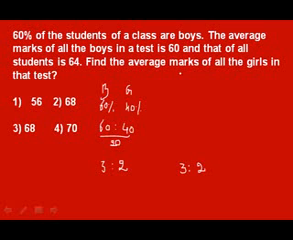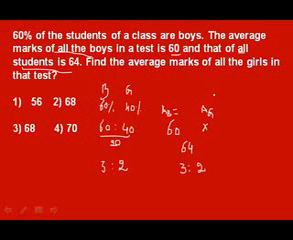And the average marks of all the boys in the test is 60. So the average of boys is 60. The average of girls is something which I don't know, so that is what I have to find out. The average marks of girls, I'll assume to be X. And I've been given the average of all the students right here. That means all the students' average is 64.